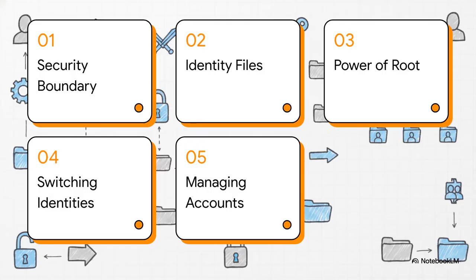Here is our roadmap for the Explainer today. We'll start with the digital security boundary, then take a peek inside the identity files. After that, we'll talk about the power of root, learn about switching identities safely, and finally finish up with building and modifying accounts. Let's get right into it.